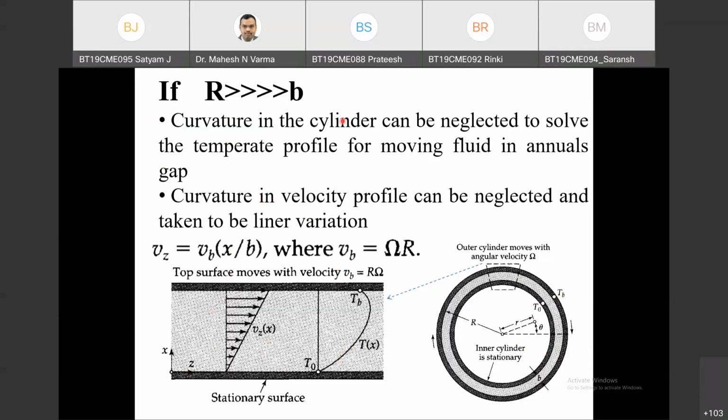This is because R is very much larger than b. R is very greater than b. Hence both the curvatures are neglected. So this is the velocity profile.